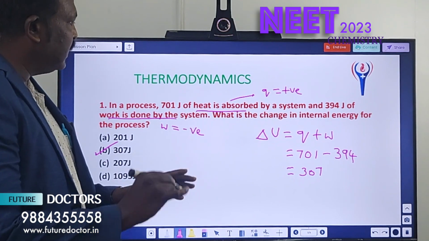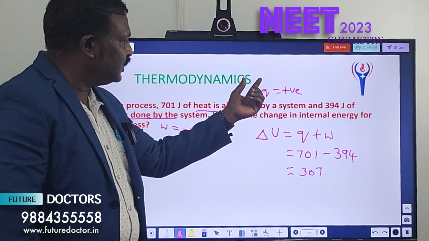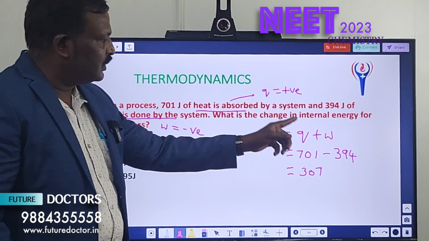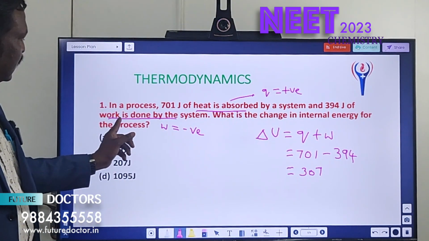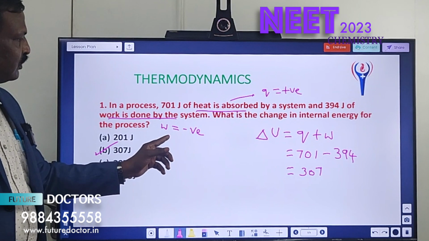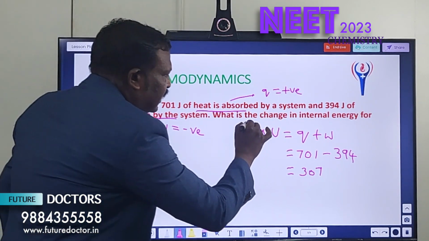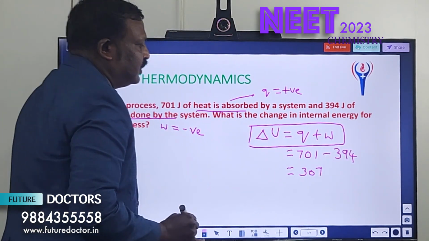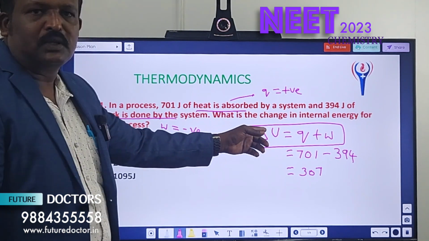So this only you should remember in this type of sum. Heat is absorbed means positive. Heat is evolved means negative Q. Work is done on the system means positive. Work is done by the system means negative. If you know this, you can solve the sum. The formula is delta U is equal to Q plus W. This is a simple formula. If you remember this one, you can solve the sums.